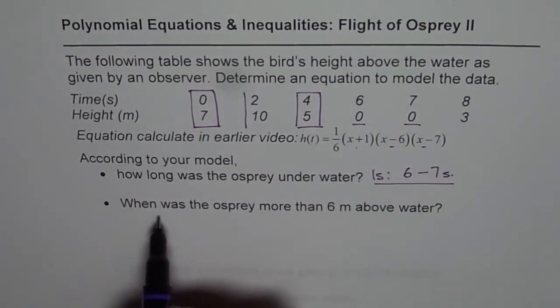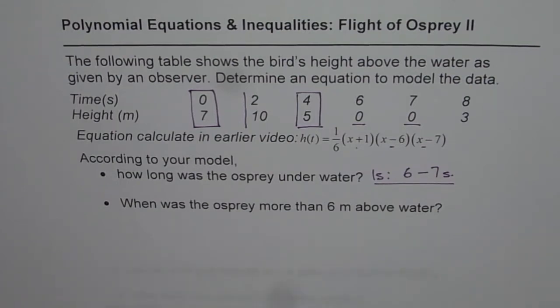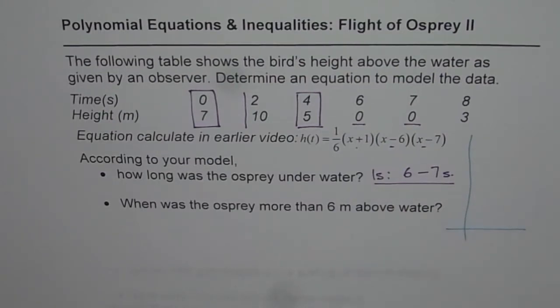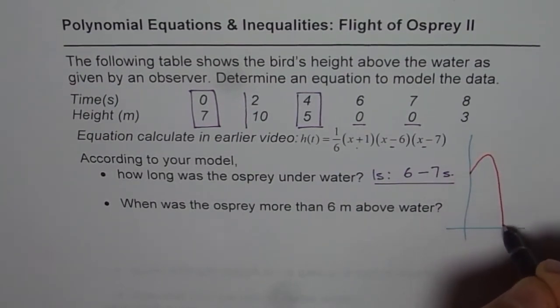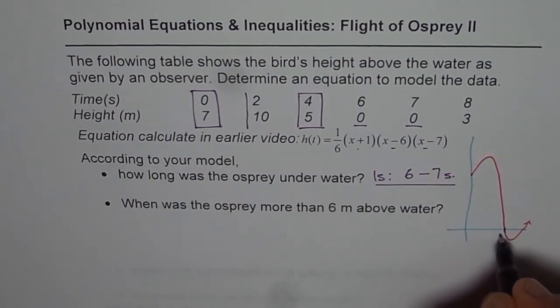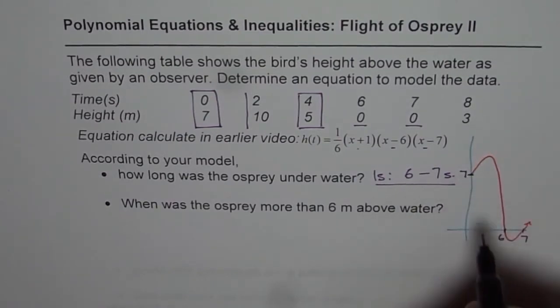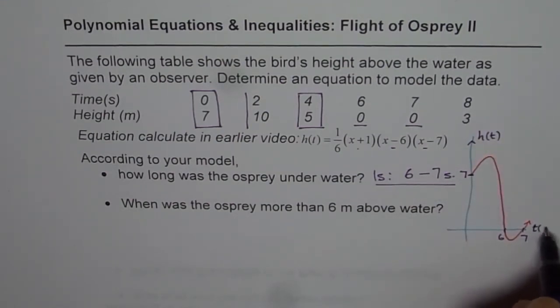The second part of this question, which we are going to answer in this video, is: when was the Osprey more than 6 meters above the water? To do this question, we can adopt a couple of methods. Let me first sketch the graph. Approximately the graph for us was like this. And here these points are 6 and 7 for us. The y-intercept is 7. So that is the kind of graph we are working with. This is height and this is time in seconds.